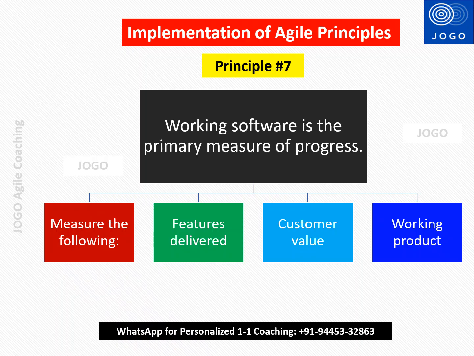Now let us understand how to implement agile principle 7. Working software is the primary measure of progress. So here we can measure the software by validating the features delivered by the team members, and we can validate and measure the customer value, what value the customers are getting, and we need to ensure that in the demo the product is working. So by doing these three activities, we can implement the seventh agile principle at work.